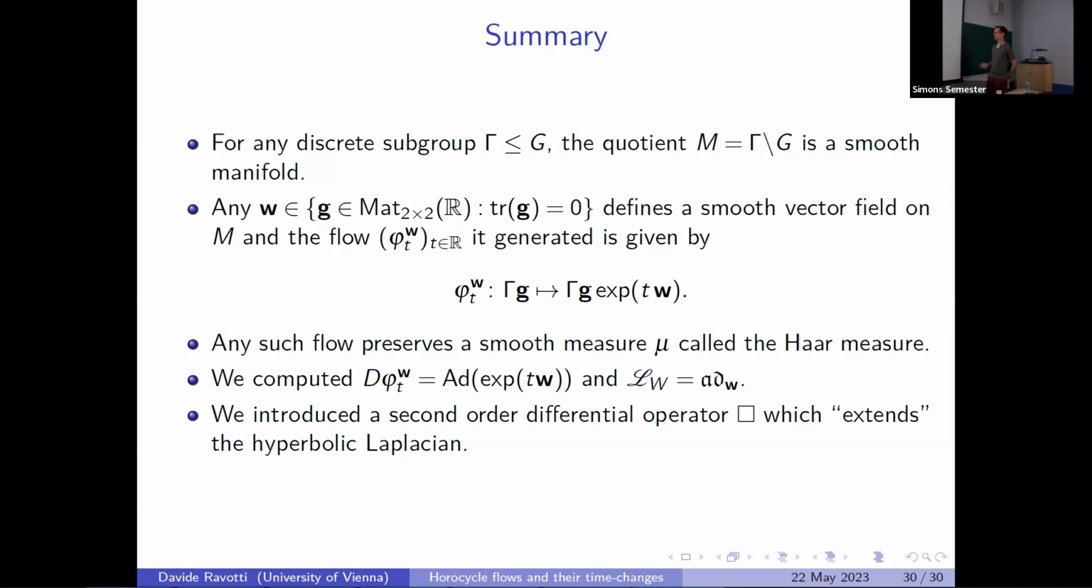We also introduced a measure that is called the Haar measure. We defined it explicitly, but what we need for the rest of the course is just that it's a smooth measure that is preserved by any flow of this type.